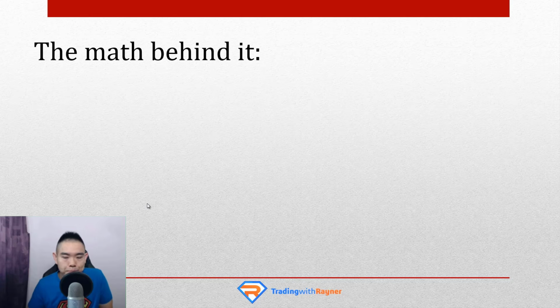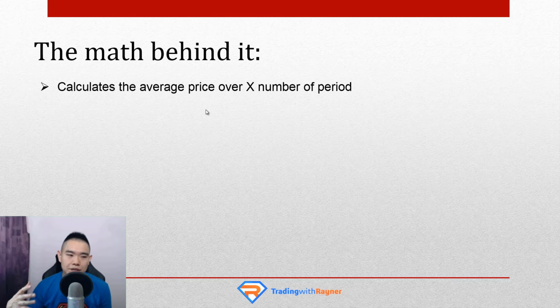So let me explain. It's nothing too complicated. It's going to be pretty simple, I promise you. The idea behind moving average is that it calculates the average price over X number of periods. So let's say you're looking at a daily time frame and you have a 5-period moving average. What this does is it calculates the average price over the last 5 days, since it's a 5-period moving average.